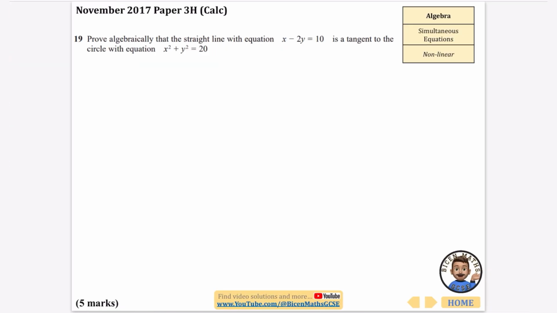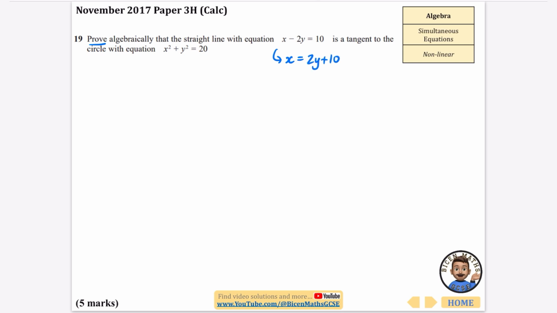Okay, we've got another of them here. Prove algebraically that the straight line with this equation is tangent to the circle with this equation. So because it says prove, we're going to need some kind of statement at the end. Again, I'm going to rearrange this one to make x the subject. That feels easier. So I'm going to say that x is 2y plus 10.